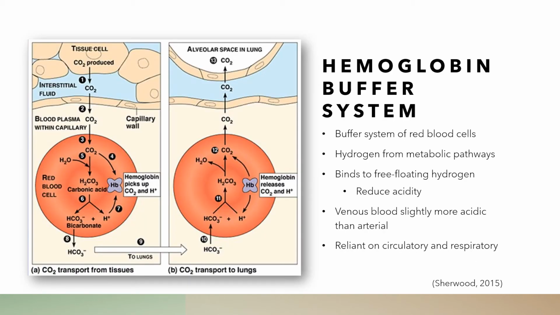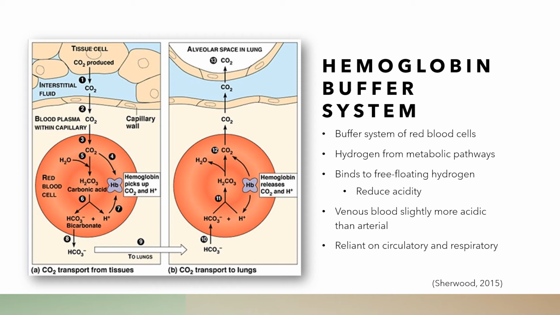Another buffer system in the body is conducted by the hemoglobin found in our red blood cells. The hemoglobin molecules buffer hydrogen ions that are produced as a result of our metabolic pathways in conjunction with carbon dioxide. When carbon dioxide diffuses into the bloodstream from our muscles and organ systems, it combines with water to form bicarbonate and hydrogen when influenced by an enzyme called carbonic anhydrase. These now free-floating hydrogen ions bind to hemoglobin, thus reducing their acidic contribution.